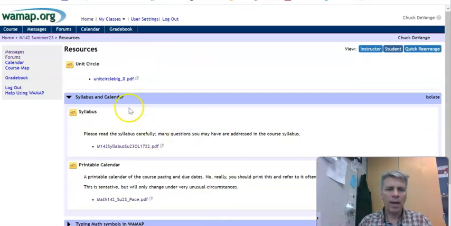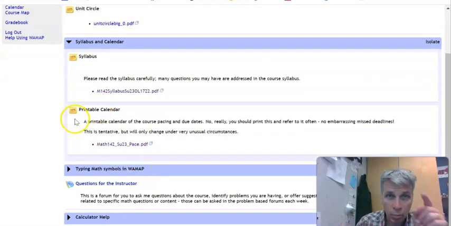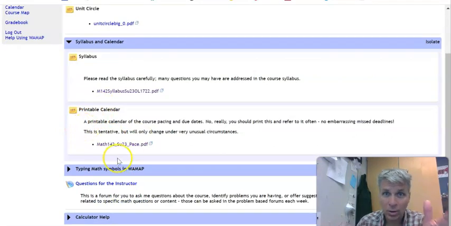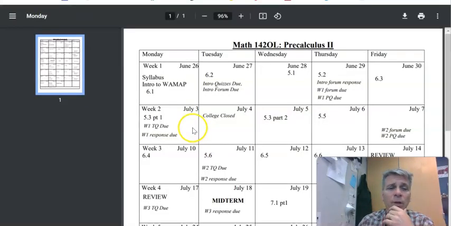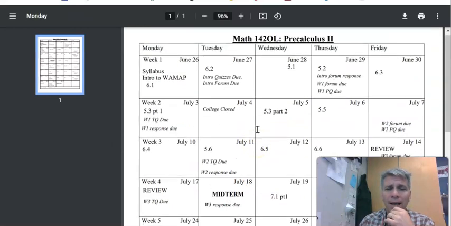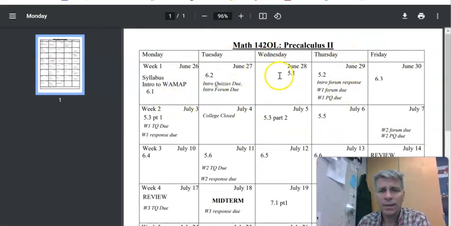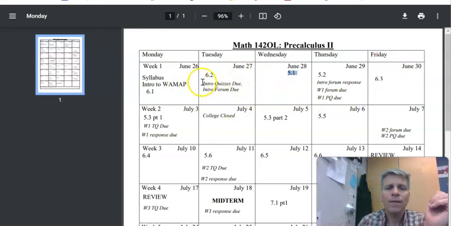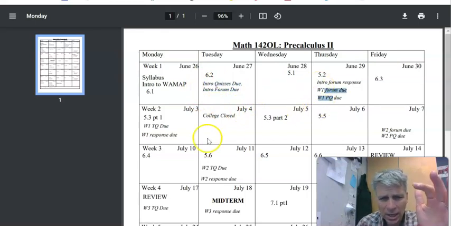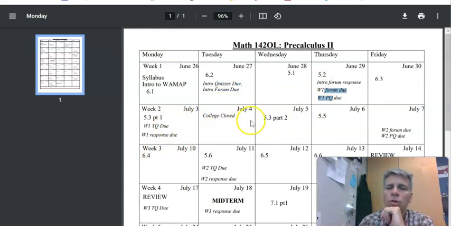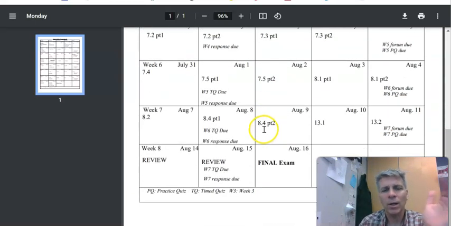The other thing I want to point out is the calendar. Notice it says it's a printable calendar. Print it out. I formatted this for you so that you will know exactly when everything's going on. As I look at this, here's week one. These pieces, 6.1, 5.1, those are the lectures and the homework for that day. Things that are italicized are things that are due when they're due. You can always do them early, that sort of thing. And then if the college is closed or something like that, it is all laid out.